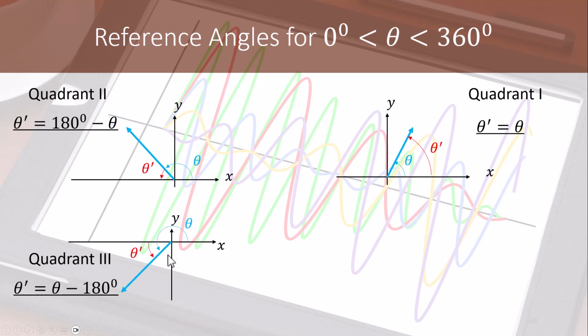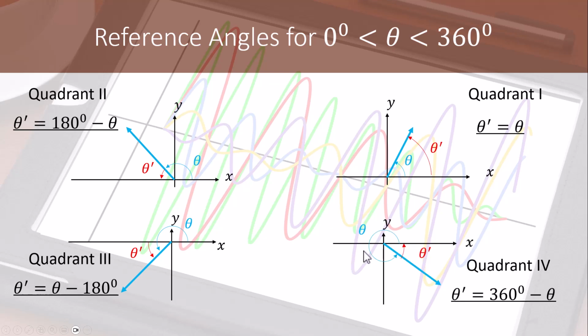Similarly, in quadrant 3, here is our angle. Here's the terminal side in quadrant 3, and this is the reference angle. And this is going to be equal to the angle itself minus 180 degrees. Once again, don't memorize this. Just understand this picture and be able to deduce that. And finally, in quadrant 4, this will be your angle right here. And if that's the case, then your reference angle will be equal to 360 degrees minus theta.